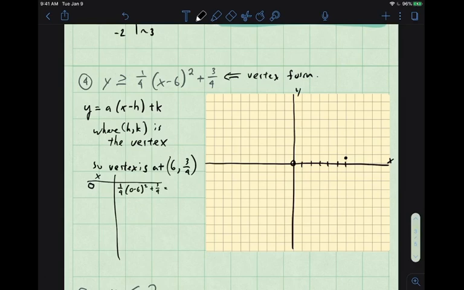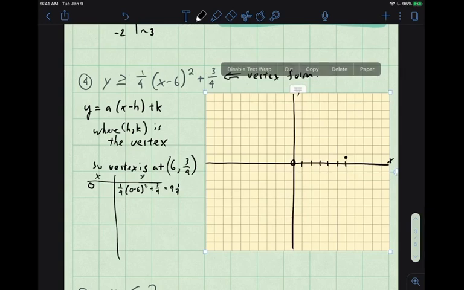So all this thing is equal to negative 6 squared, 36. 36 over 4 is 9. 9 and 3/4. 0 is 1. That can even fit. 1, 2, 3, 4, 5, 6, 7, 8, 9, and 3/4. Alright, so it's off my graph. A little bit too high.